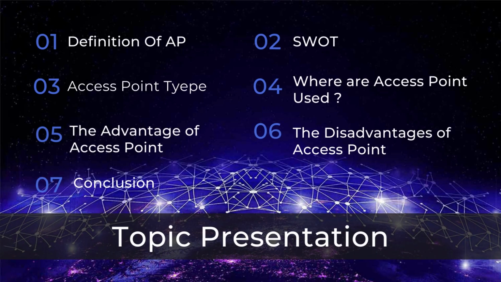Okay, so in the presentation today we will discuss several topics. The first topic is the definition of access point. The second topic is the SWOT of access point. The third topic we will discuss is access point types, and the fourth topic is where access points can be used. Then the fifth and sixth topics are the advantages and the disadvantages of access point, and the last topic is the conclusion from the presentation.